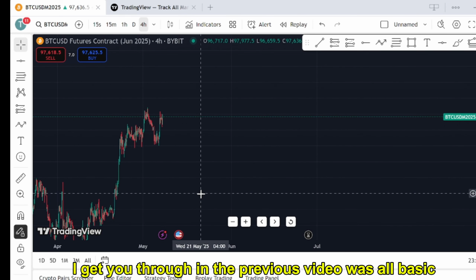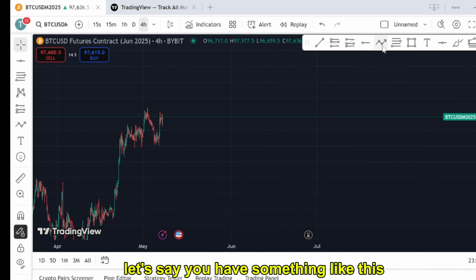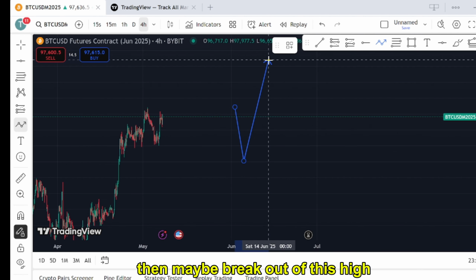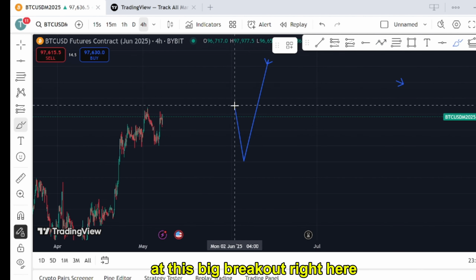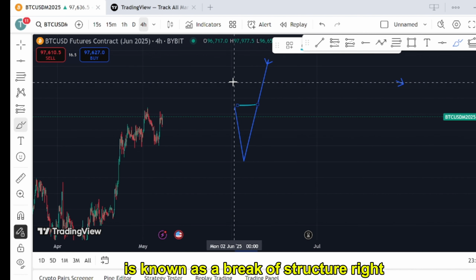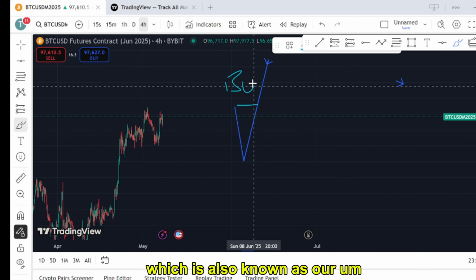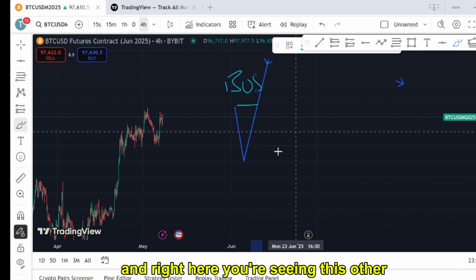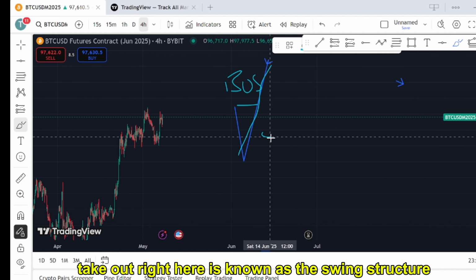All those I guided you through in the previous video were basic. Let's say you have something like this, then maybe a breakout of this high. At this big breakout right here is what we call a break of structure. And this other takeout right here is known as the swing structure.